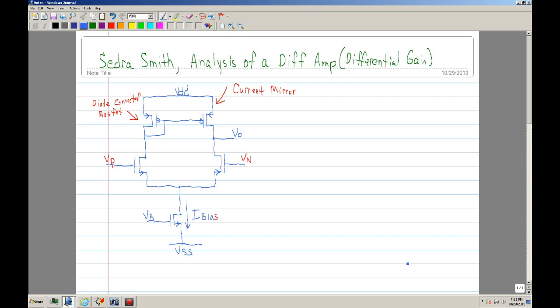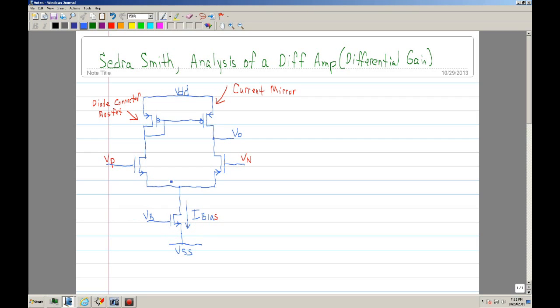I'm going to try and derive the differential gain of a diff amp. But before I do that, I wanted to talk a little bit about some of the characteristics of the diff amp.